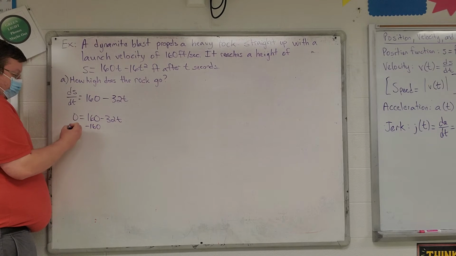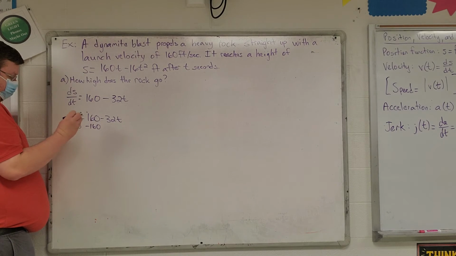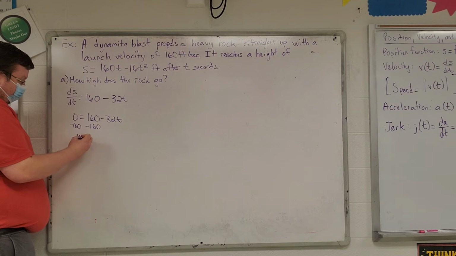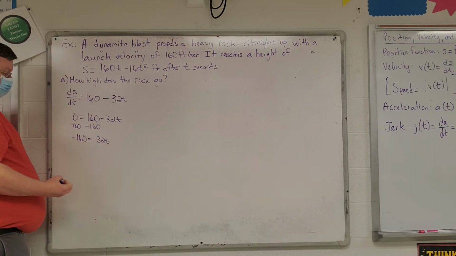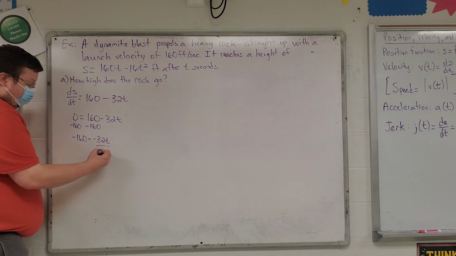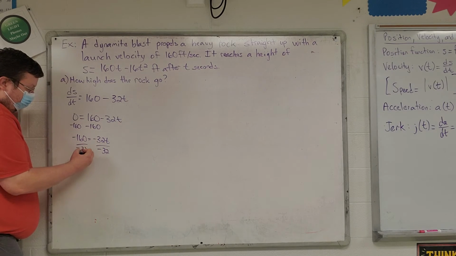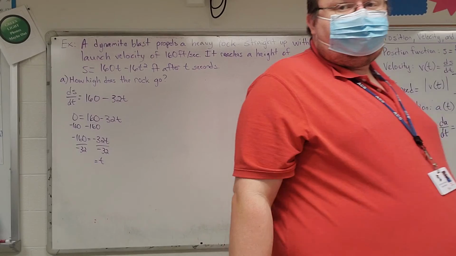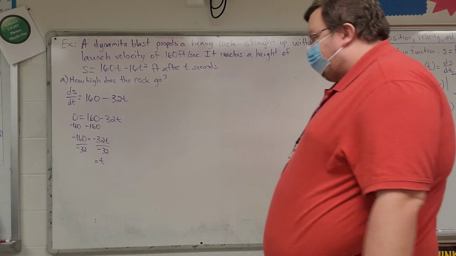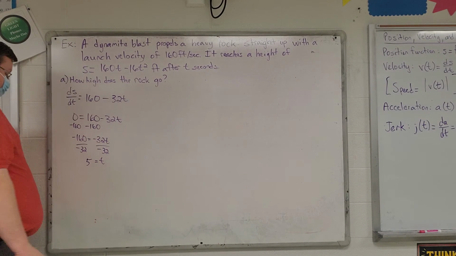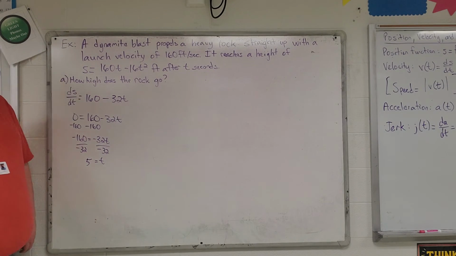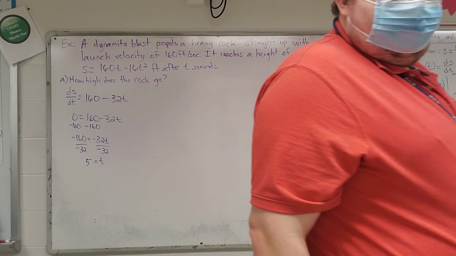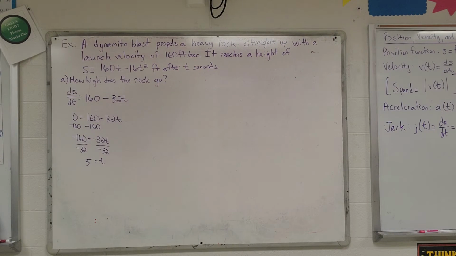So I can subtract 160 or add 32t to both sides, whatever you want to do. Move it however you want to. Divide by negative 32. And negative 160 divided by negative 32 is what? 5? T equals 5. So that tells us that the velocity was 0 at t equals 5, if we really answered that question, though.